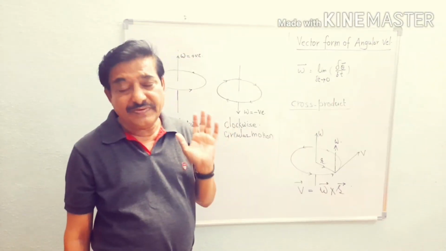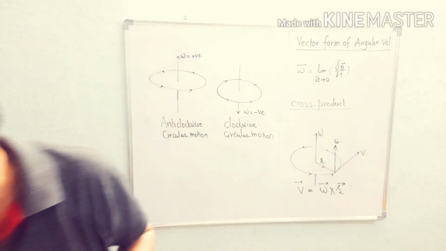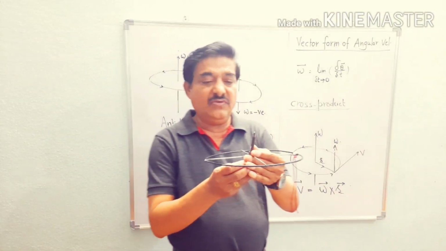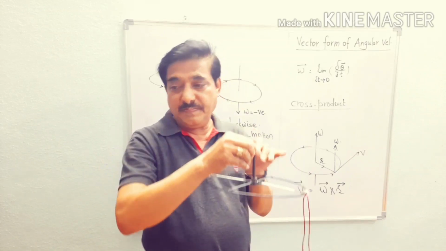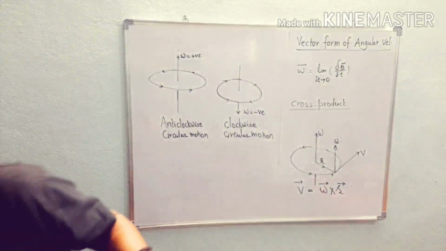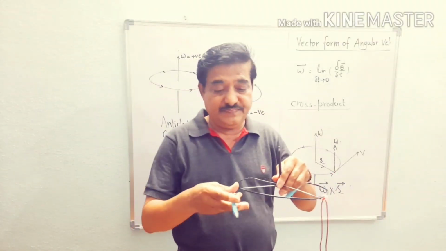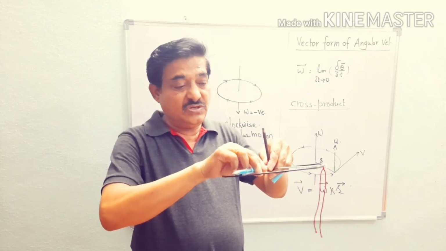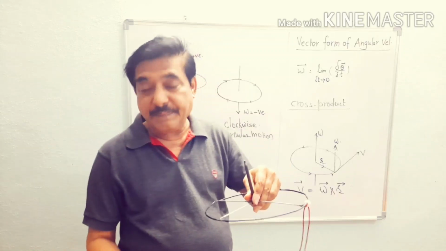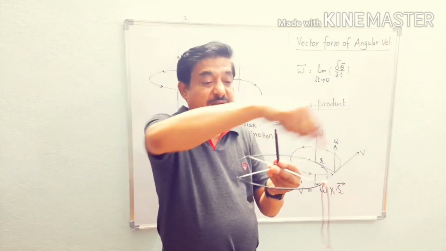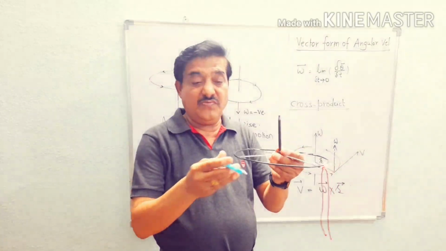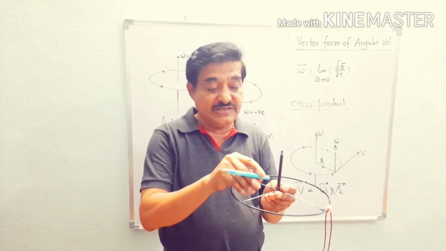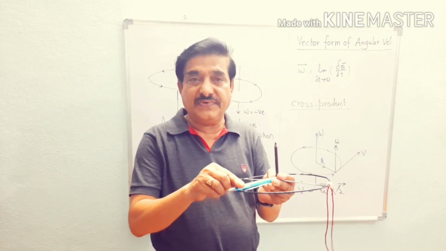Then after that, we will see that in a circular motion, angular velocity is always perpendicular to the plane of circular motion. Velocity is always tangential to the circular path, and this one is the radius vector. The radius vector is directed from center to circumference.